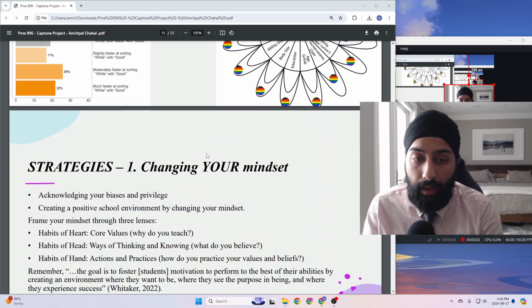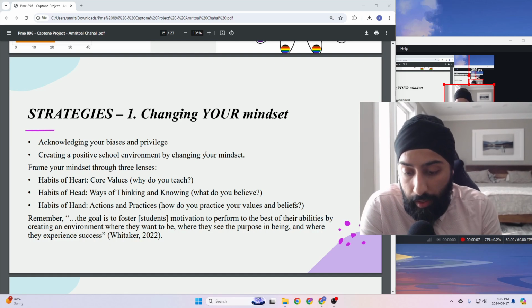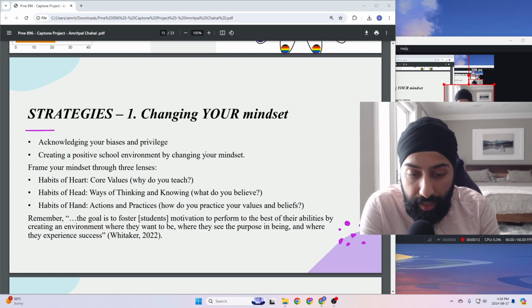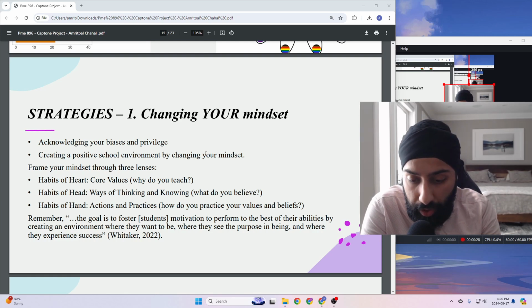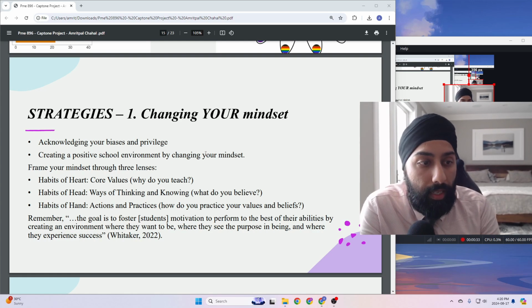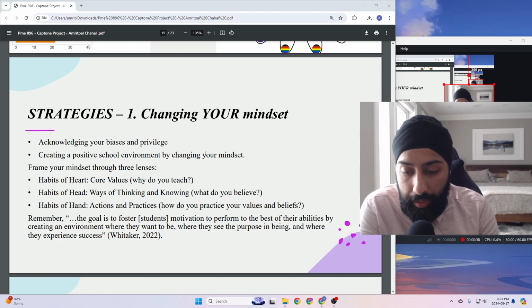Okay, now I want to talk about some strategies. And the first strategy to be more equitable in our classroom, in our environment, right, is changing your mindset. As previously mentioned, it is important to acknowledge your biases and privilege because your personal awareness leads to more action. Whitaker argues that cultivating a school climate for equity requires careful attention to the creation of emotional, cognitive, and behavioral spaces throughout the school, right? This means creating a positive school environment by changing your mindset.